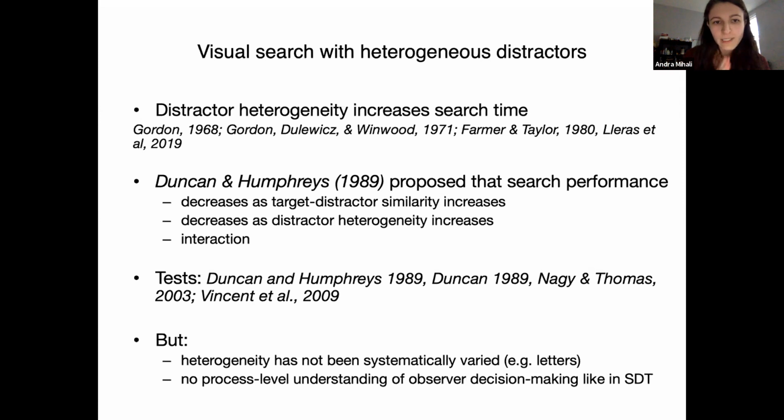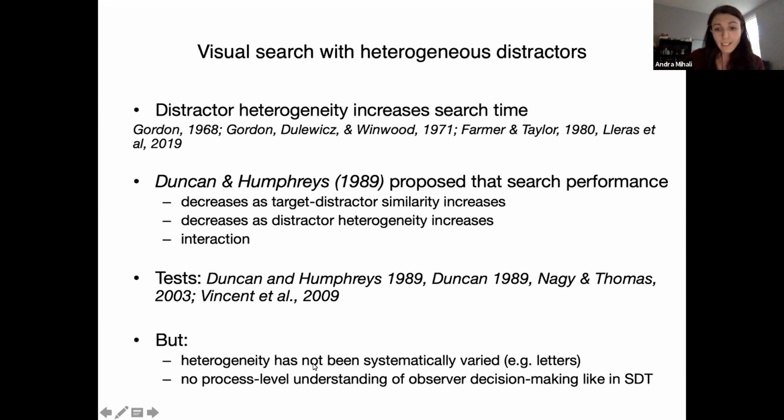A seminal study by Duncan and Humphreys proposed that search performance decreases as target-distractor similarity increases, and that's no surprise here, and also that it decreases as distractor heterogeneity increases. And then there's an interaction between the two, namely that distractor heterogeneity impairs performance more so when target-distractor similarity is also high. This proposal has been subjected to several tests, including by the authors, and there has been some support for it, but there are still some caveats.